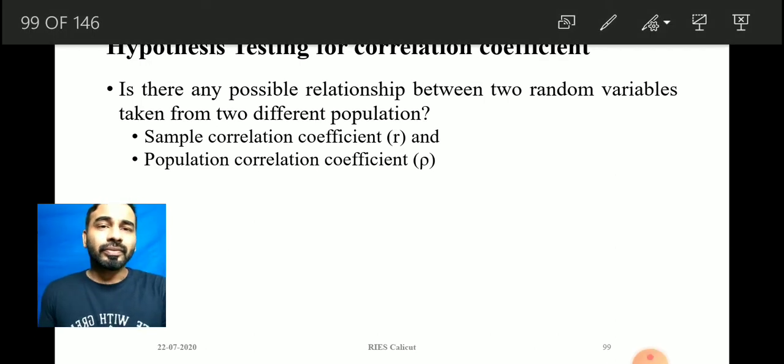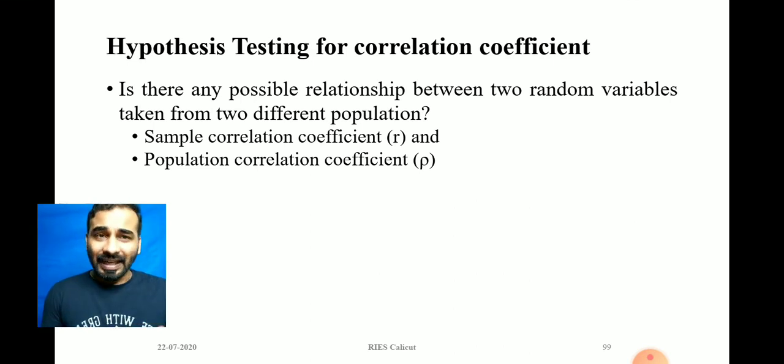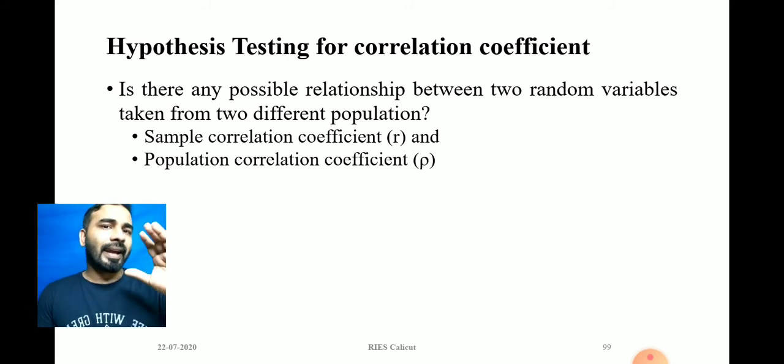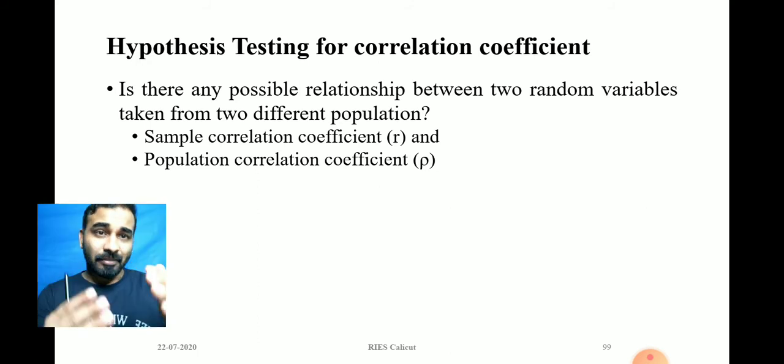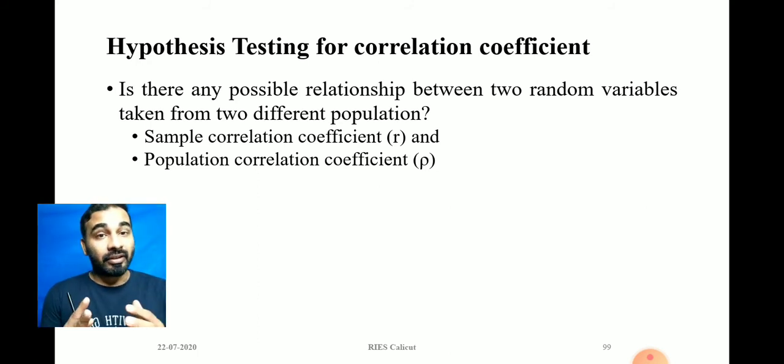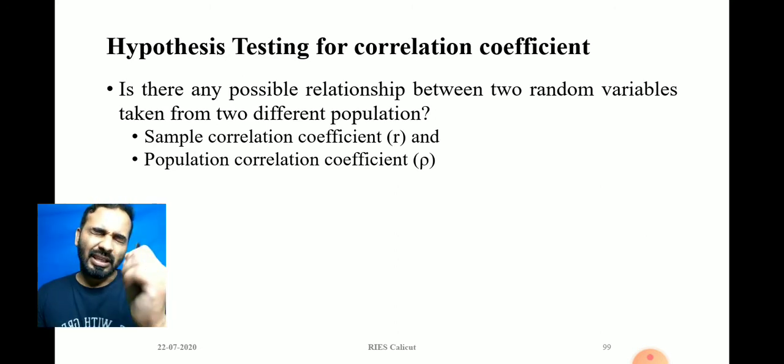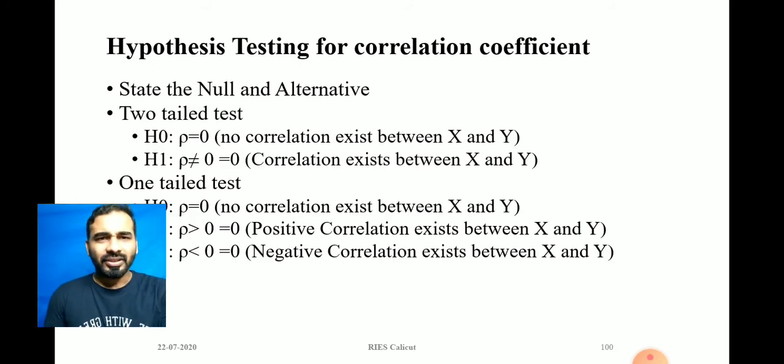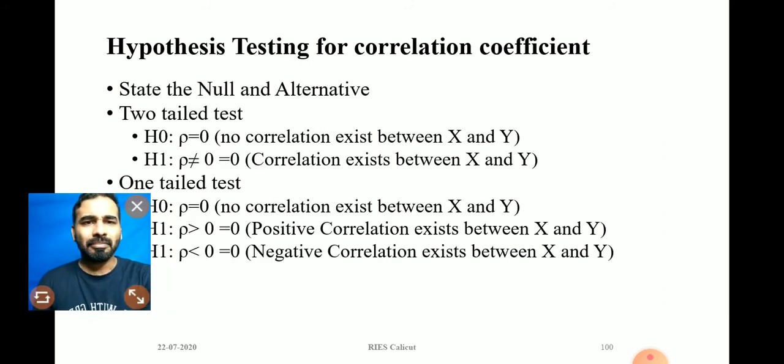So what we do, we have a sample correlation coefficient r and a population correlation coefficient rho. Then we will do hypothesis testing about the sample correlation, and we will infer what the correlation is in the population. That is what we are going to check in the hypothesis testing. The procedure is simple, as we have learned before.